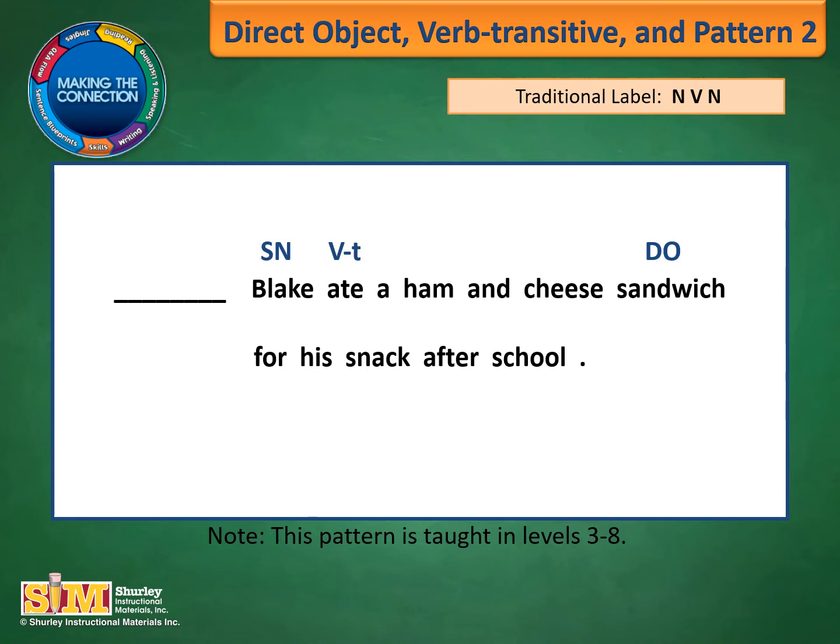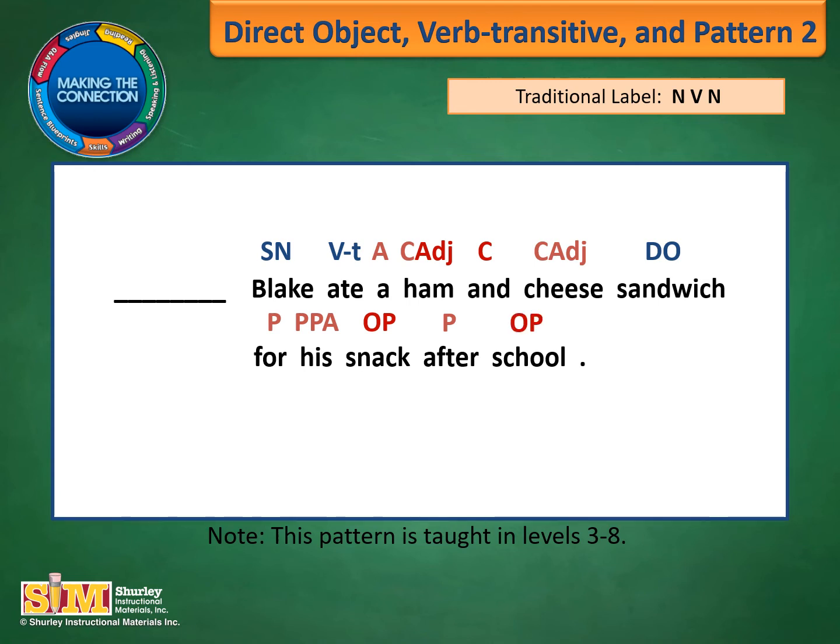Verb-transitive. What kind of sandwich? Ham and cheese. Compound adjective. And conjunction. A. Article adjective. For. Preposition. For what? Snack. Object of the preposition. Whose snack? His. Possessive pronoun adjective. After. Preposition. After what? School.